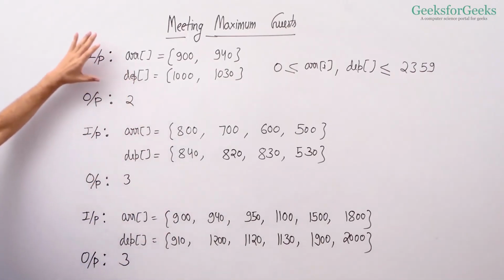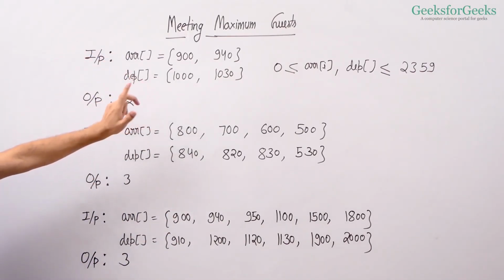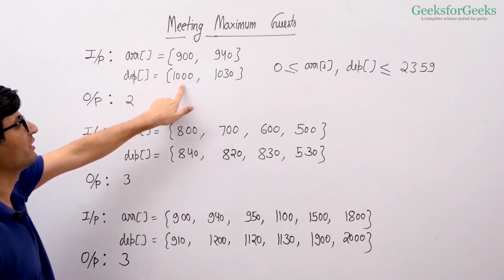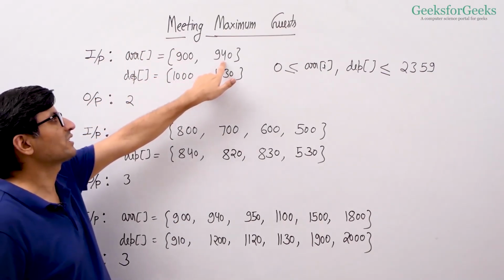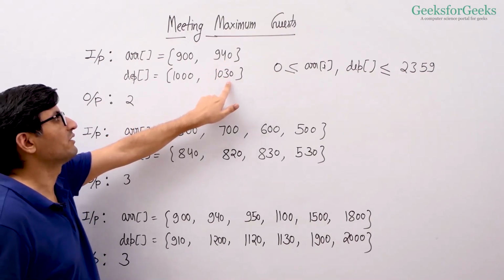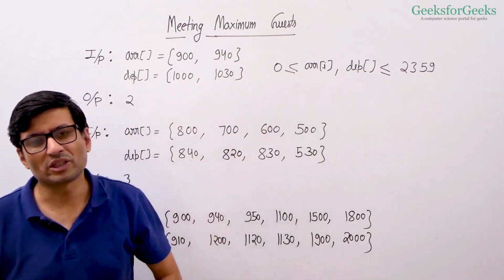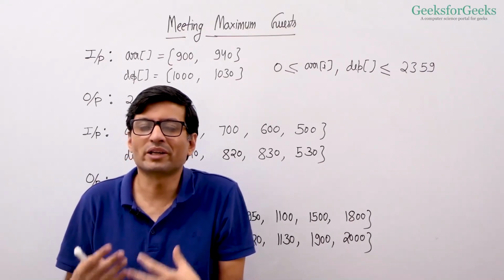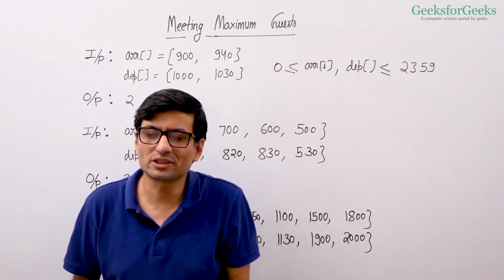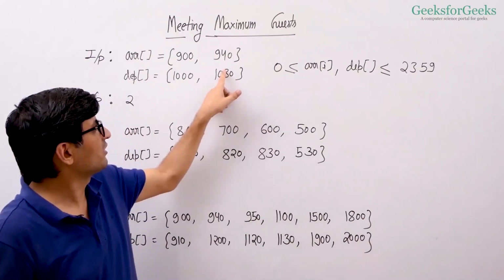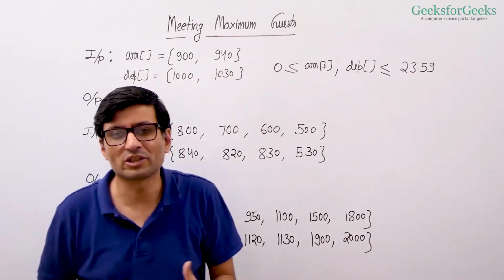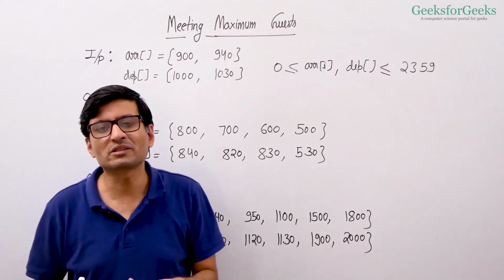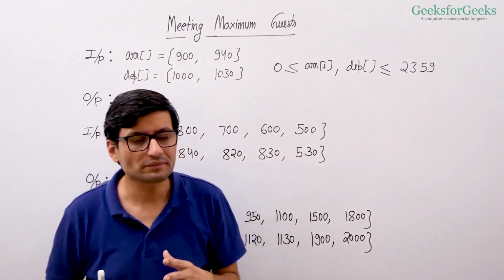For example, here there are two guests apart from you. The first guest is going to come at 9 o'clock and leave at 10 o'clock. The second guest is going to come at 9:40 and leave at 10:30. Please note that I have not used a colon in the time to keep the question implementation simple so that we can use integers. Ideally it should have been 10:30, but I have written only integer values. So 1030 means 10:30 time.